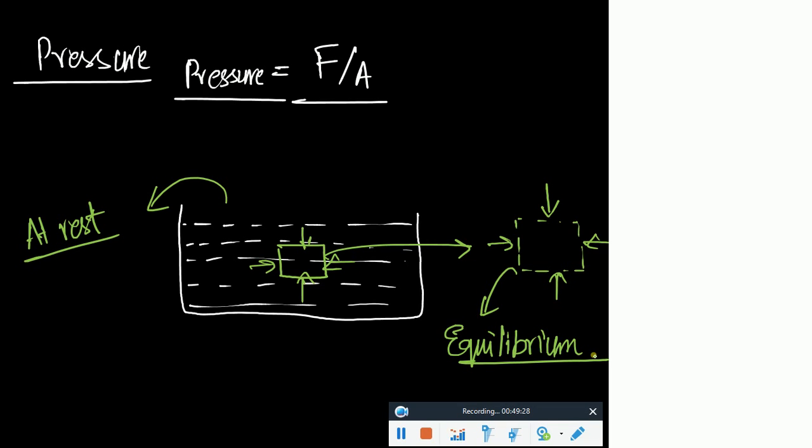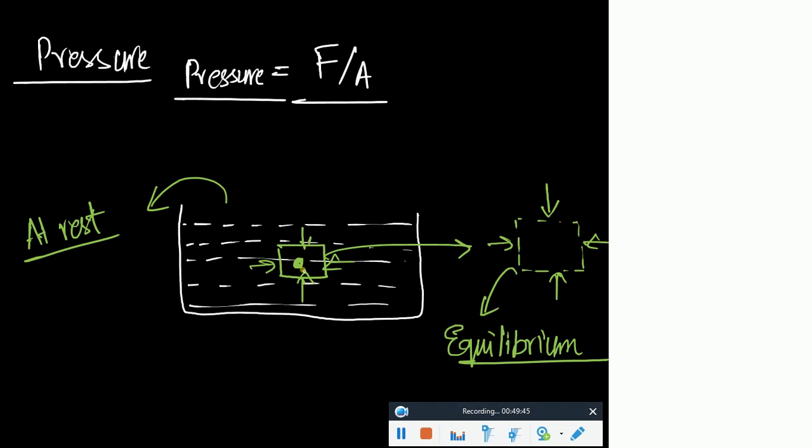What kind of equilibrium would it be? Mechanical equilibrium. Why? Because I am talking about the net force. Net force is kind of 0. So if I make this area very small, and if I ask you to find out the pressure at this point, for example, what would you do?